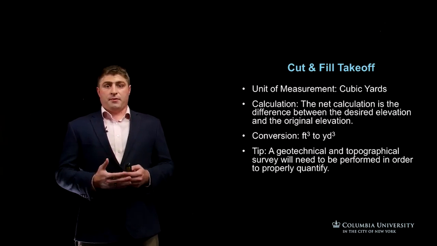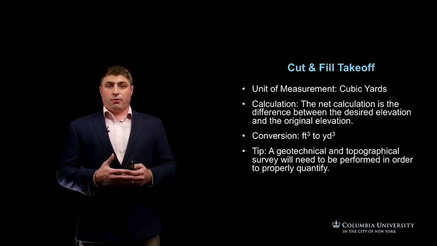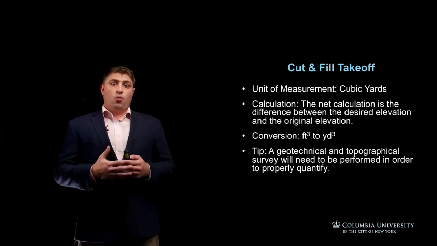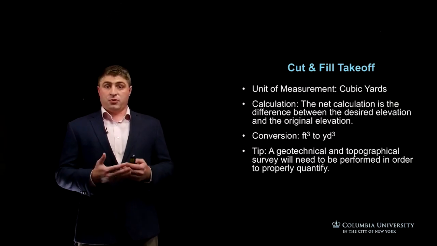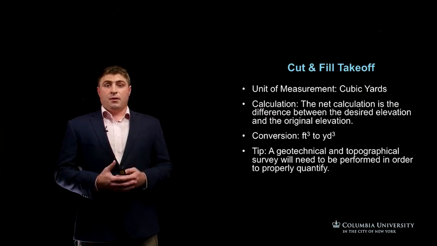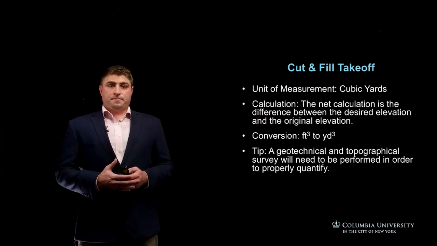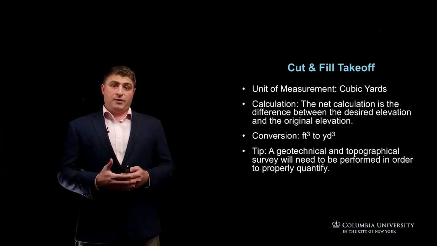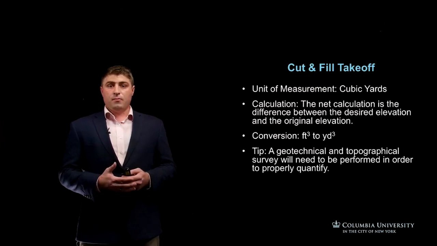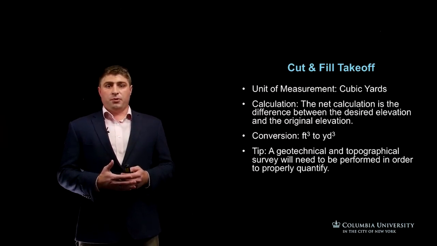We use 27 because that is the amount of cubic feet in 1 cubic yard. 1 yard equals 3 feet. Thus, 1 yard cubed would be 3 feet by 3 feet by 3 feet, for a total of 27 cubic feet. The calculation in our example is 2.6 million divided by 27 for a total of 96,296 cubic yards.